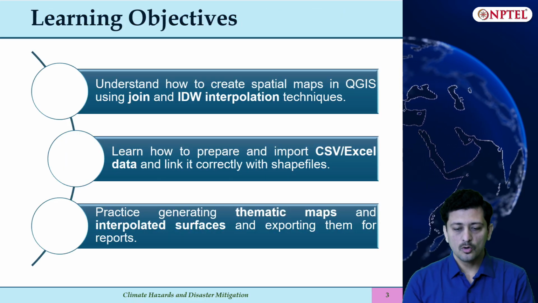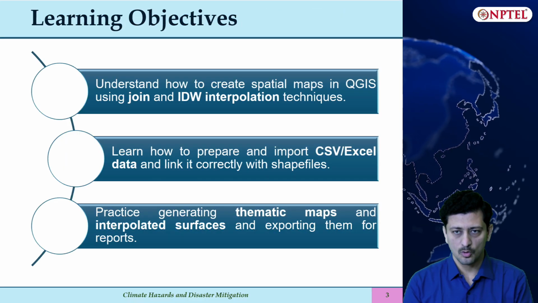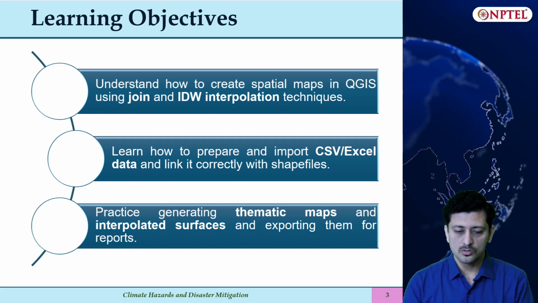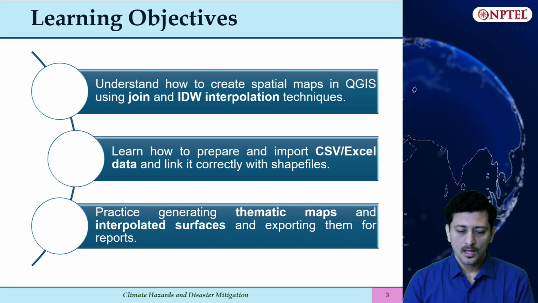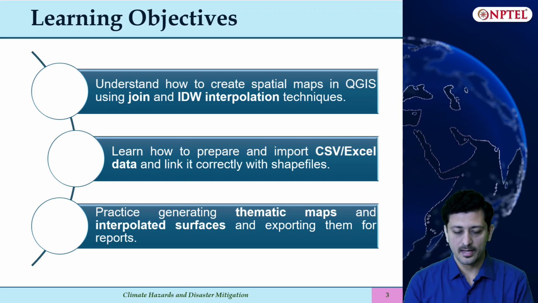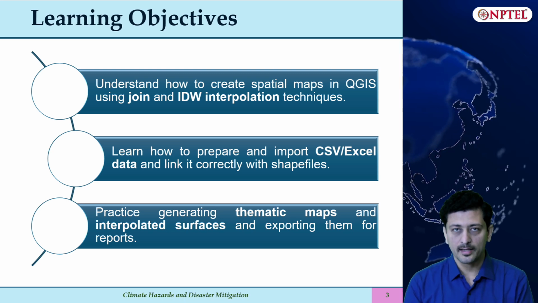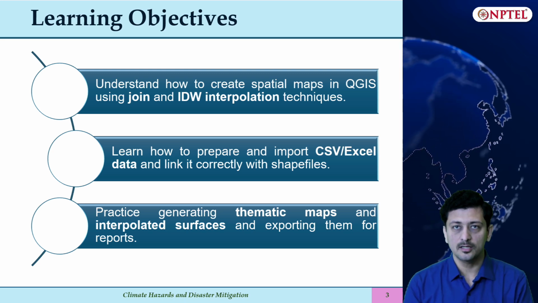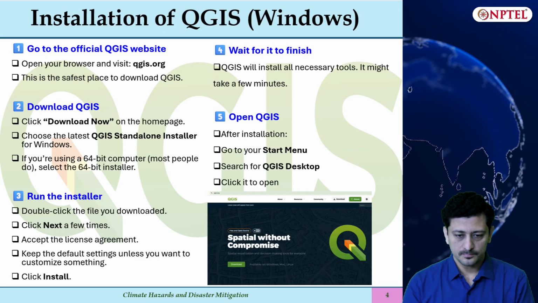So today we are going to understand how to create spatial maps in QGIS, which is an open source platform, using two techniques. One is join and second is IDW interpolation. Then we'll also learn how to prepare and import CSV and Excel files and link them to the shapefiles. And we can practice generating thematic maps for interpolated surfaces and exporting them for reports.